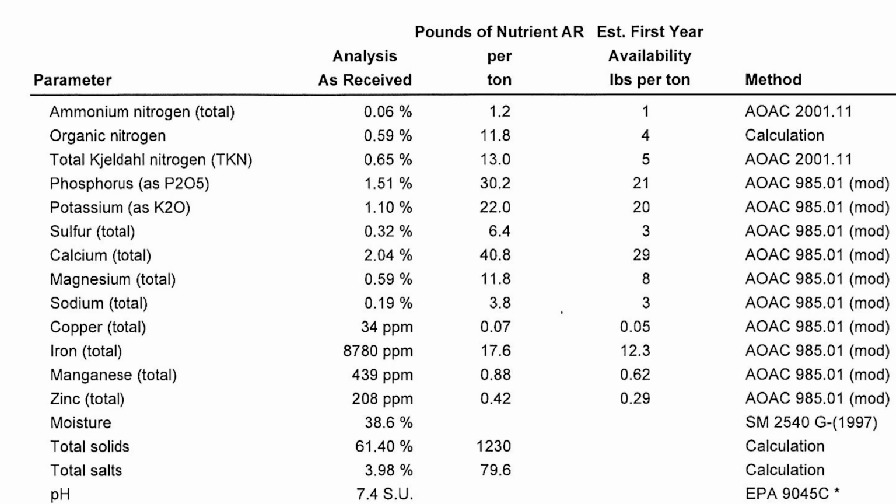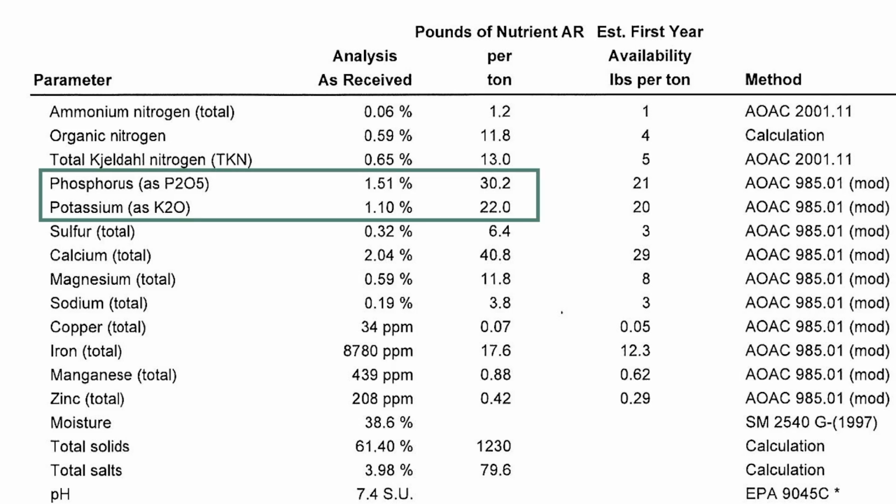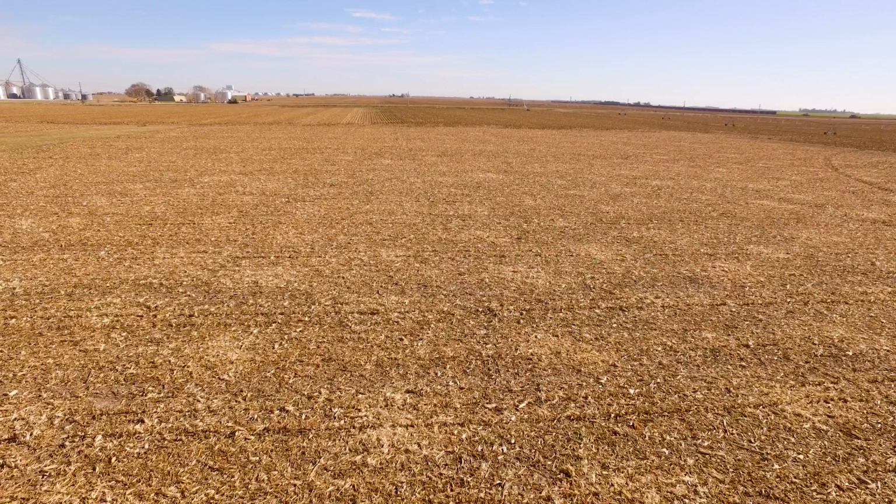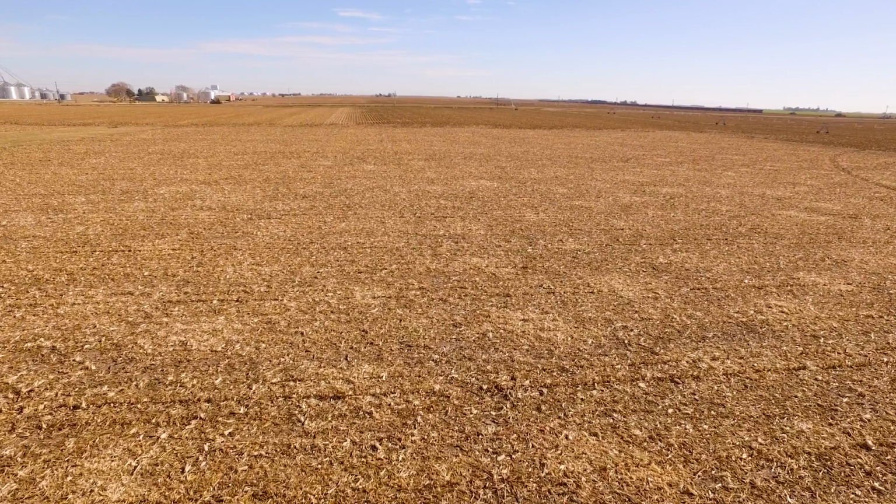Let's look at a couple of samples as an example. We've got a manure sample here that's got about 30 pounds of P2O5 for phosphorus and 22 pounds of K2O as our potassium. So we've got an opportunity here to maybe spread out that phosphorus a little bit where we need it in higher rates in places and in lower rates where we don't need it quite as much. Or we could do the same thing with potassium. So let's take a look at a field and see what the practical application would be of this product.